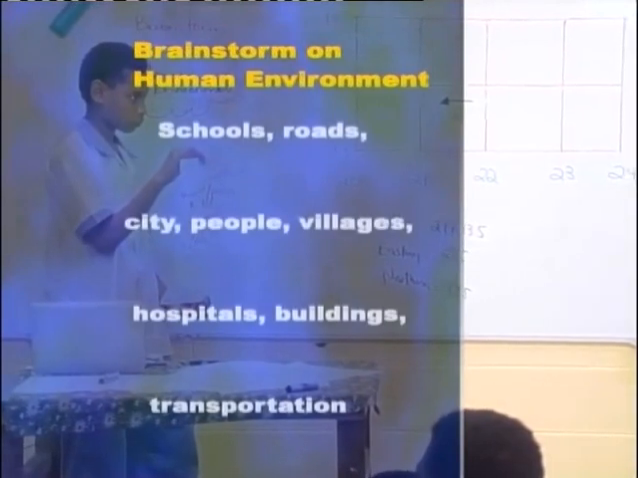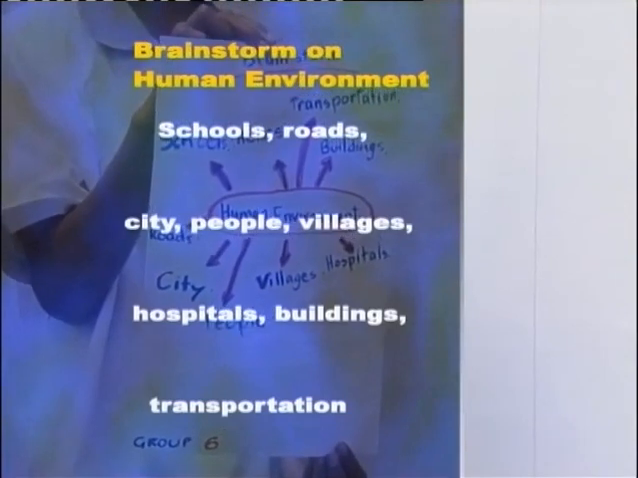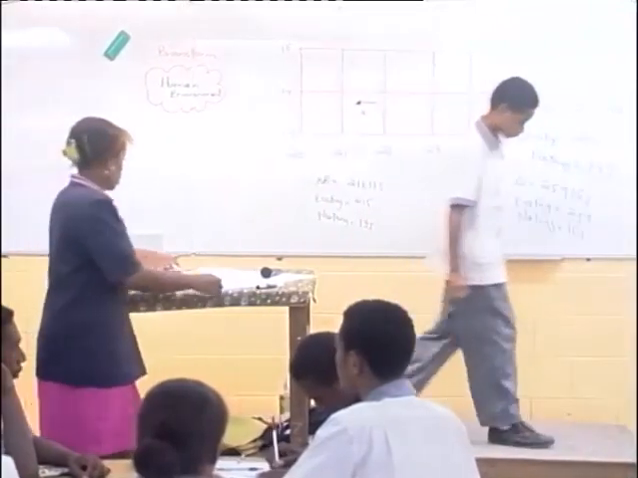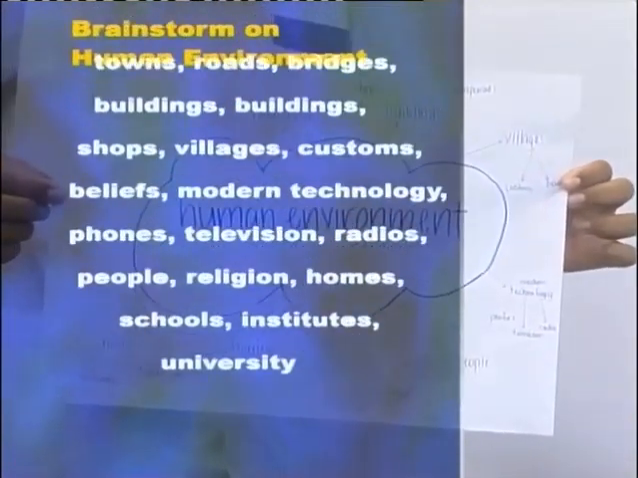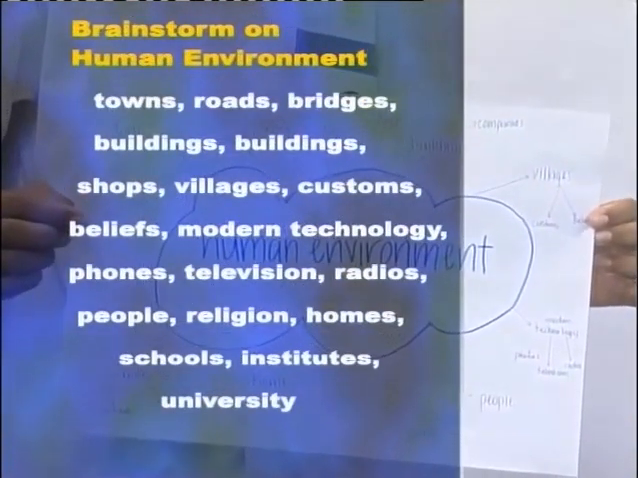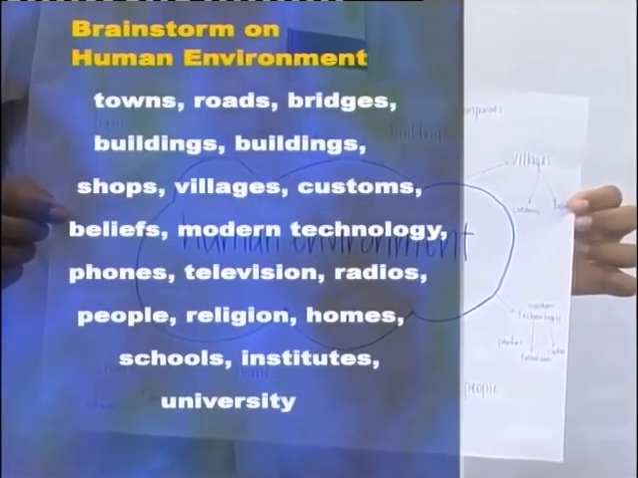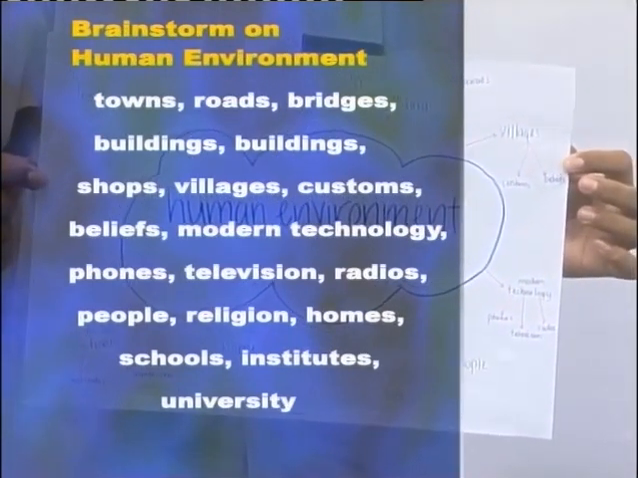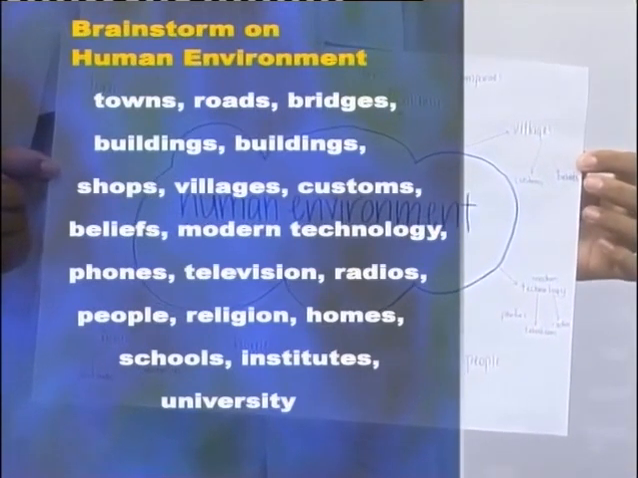Human environment: schools, roads, city, people, villages, hospital, buildings, and transportation. Thank you. Group 7, last group. Human environment: towns, roads, and bridges, buildings, shops, companies, villages, customs, beliefs, modern technology, phones, television, radios, people, religion, homes, schools, institutes, and university. All right, thank you.